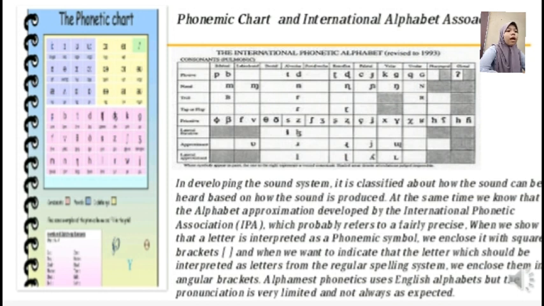At the same time, we know the alphabet approximation developed by the International Phonetic Association, which we can call IPA. When we show that a letter is a phonetic symbol, we can enclose it with square brackets. And when we want to indicate that the letter is interpreted as a letter from the regular spelling system, we can enclose it in angular brackets. Phonetic alphabet uses the English alphabet, but the pronunciation is very limited and not always as expected.